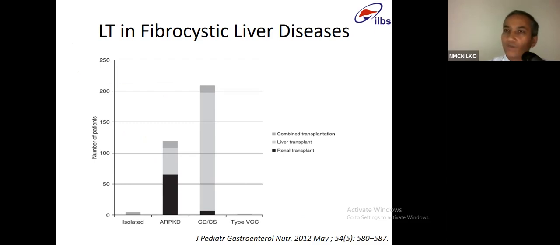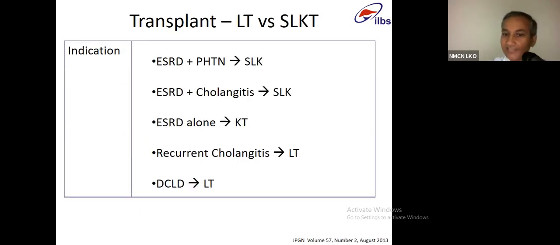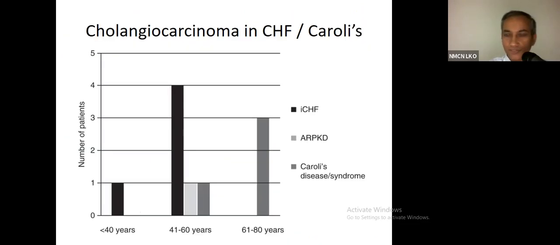Transplant in fibrocystic liver disease has various indications; it may be just a liver transplant or a combined liver and kidney transplant. In ARPKD, it may be a renal or simultaneous liver-kidney transplant, whereas in CHF, it is predominantly a liver transplant. So different indications depending on the different phenotype. If renal pathology is predominant, the patient may be subjected to an isolated kidney or a simultaneous liver-kidney transplant. Cholangiocarcinoma, as I already said, has a proportion of around 1.5 to 2%, and the rate increases with increasing age.